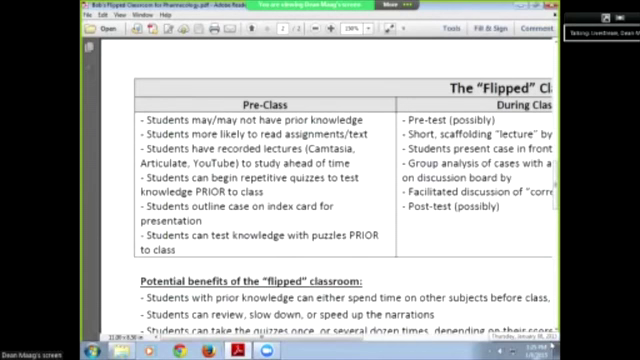Perfect. All right, YouTube. There's a lot of really good stuff out there on YouTube. There are a lot of medical school faculty that have gone through and narrated their lectures and put them up there. So you don't have to reinvent the wheel in all cases.